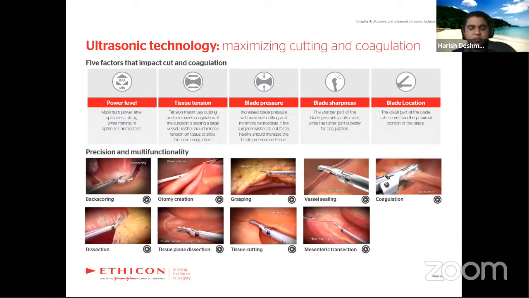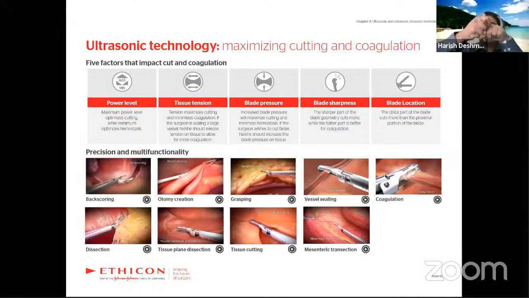Tissue tension also works into this, because the more tissue tension you give to the Harmonic while applying it, the higher the chances of bleeding. So the tissue should be relaxed when you're applying. Blade pressure: if you want better coagulation, don't apply full blade closure. Full closure means approximating the handle fully, squeezing the handle fully. You do a partial closure and then activate the blade, you'll have better coagulation.